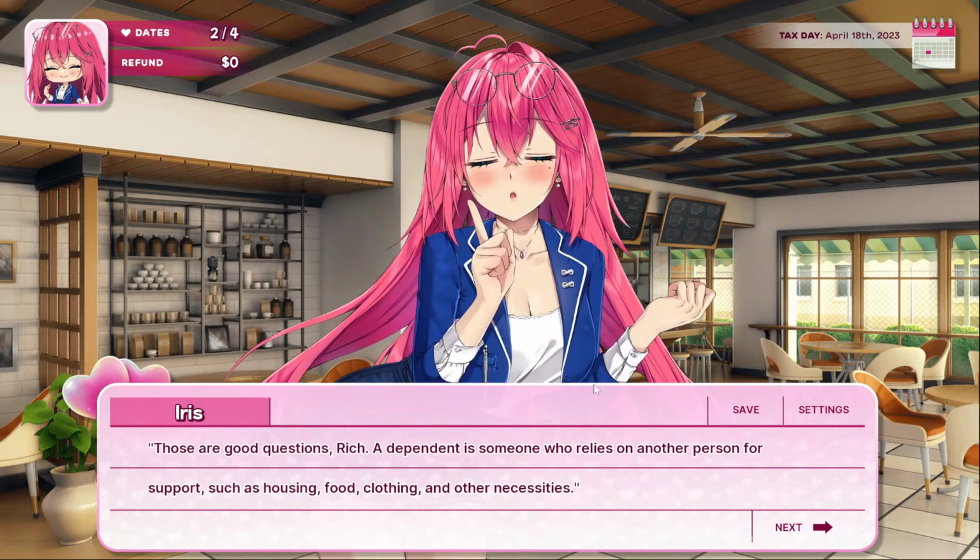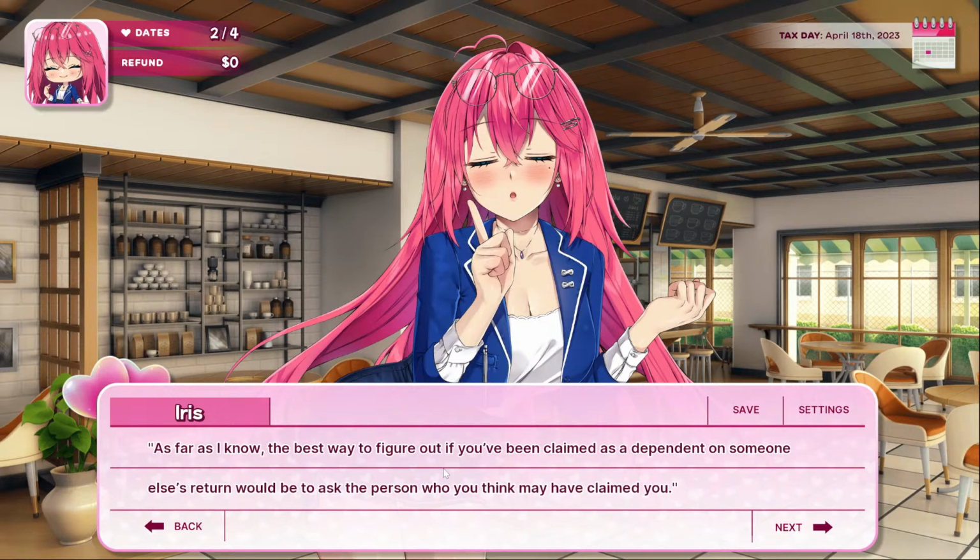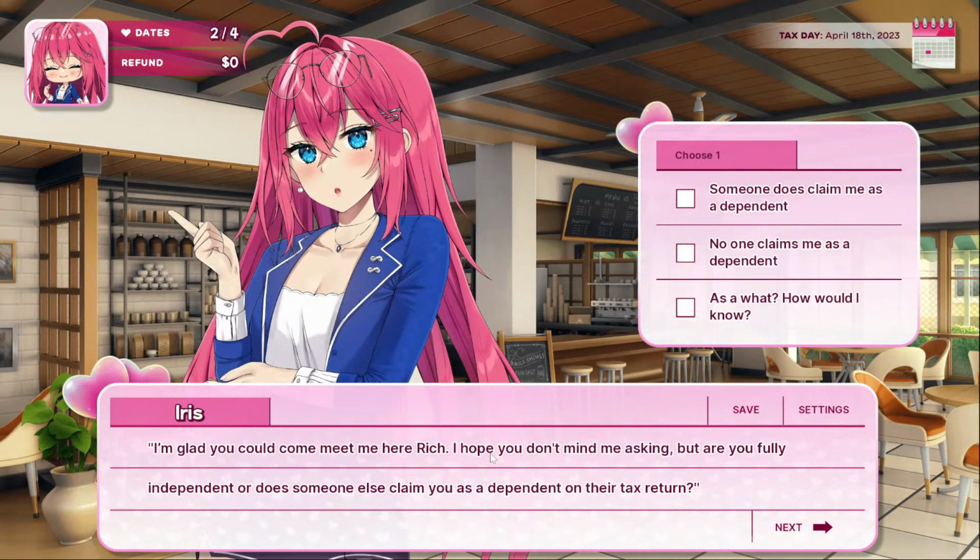Okay, let's do that. Those are good questions, Rich. It depends on someone who relies on another person for support such as housing, food, clothing. I guess I am a dependent because this is not my house. Oh, if I've been claimed on someone else's as a dependent. No, okay, no, I'm not claimed as a dependent on someone else. No.